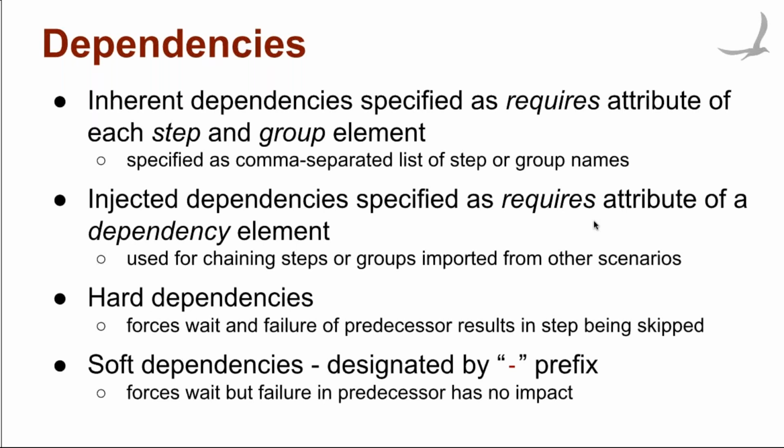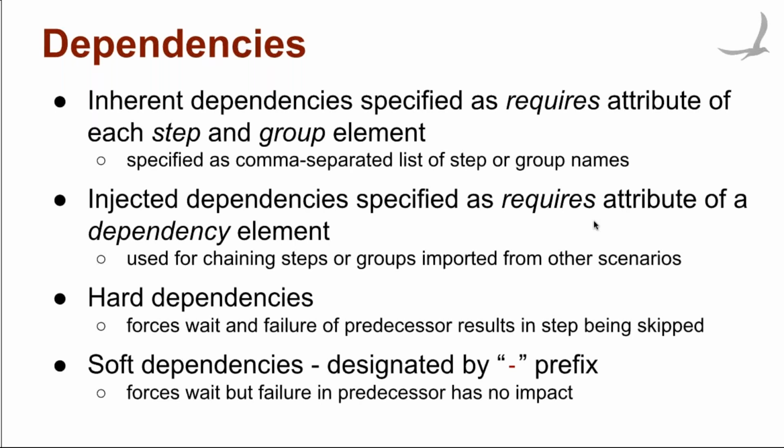There are also hard dependencies, which means that this step not only must finish before I can start, but it also must succeed before I will start. If any of the things we have a hard dependency on fail, we won't even try to run. We'll automatically fail. But you can have soft dependencies, designated by a dash prefix before the step, which means I should wait for it, but regardless of whether it succeeded, I will run after that.